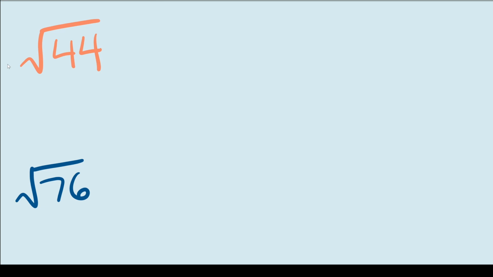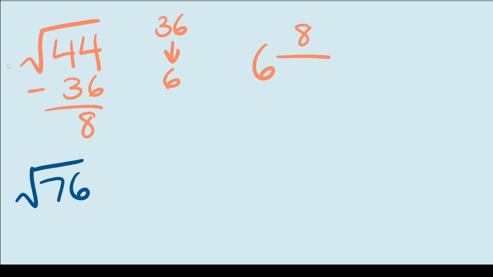For this first one, the square root of 44, first we're going to find the closest perfect square less than 44, and that happens to be 36. And 36's square root is 6. So we have a 6 right here. Next, the difference between 36 and 44 happens to be 8. So we'll write an 8 here. And then we'll have to double 6, and that's 12. So our answer is 6 and 8/12.